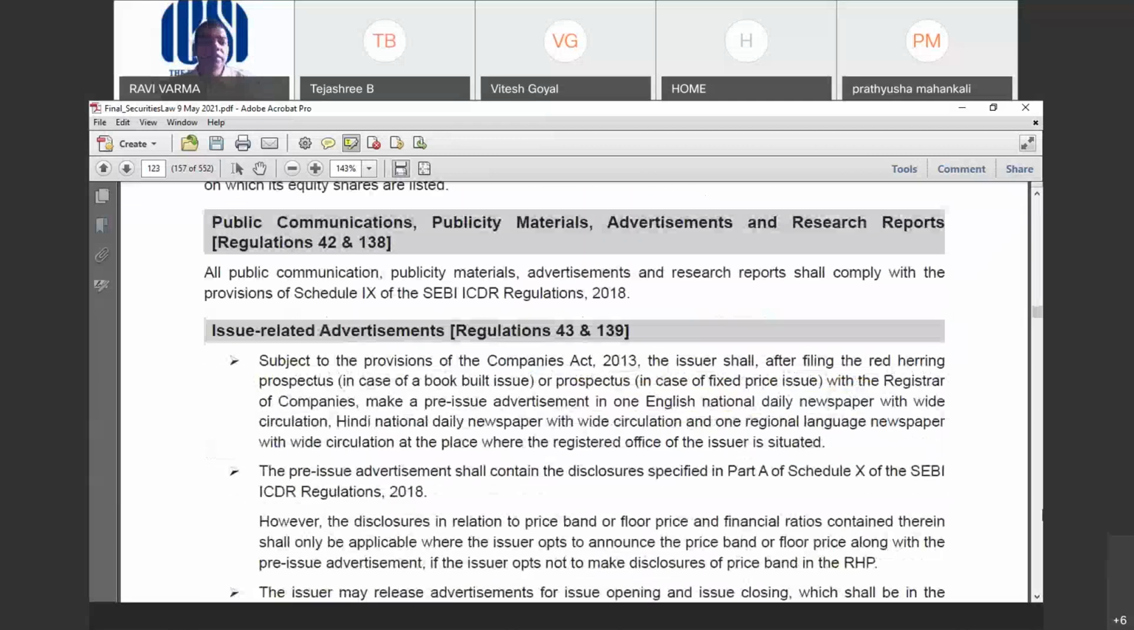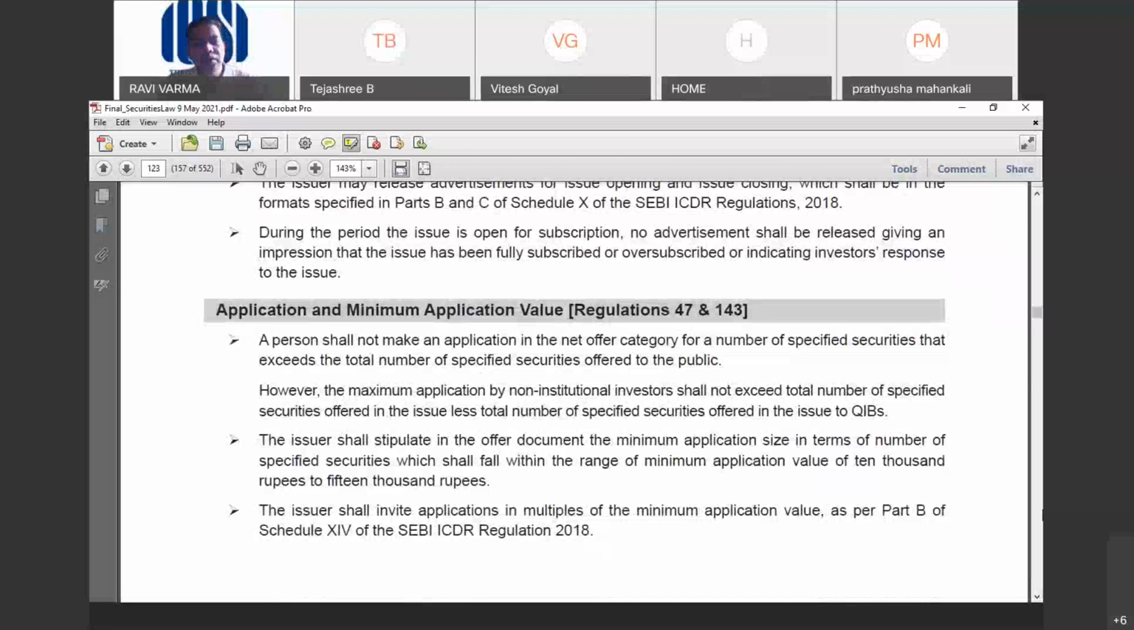Now, next page, you will find the application and minimum application value. What should be the minimum application value? Let's see, it depends again. The company has to keep some reservation for the retail investors and has to allot something to the QIBs mandatorily in every IPO. Now for an IPO, if I want to apply for 1 share, can I make an application? No. An IPO should have some minimum size. Otherwise, if I allow one share and my issue size is 2,000 crore, imagine, for 2,000 crore, how many people will subscribe? You may get hundreds of crores of applications.